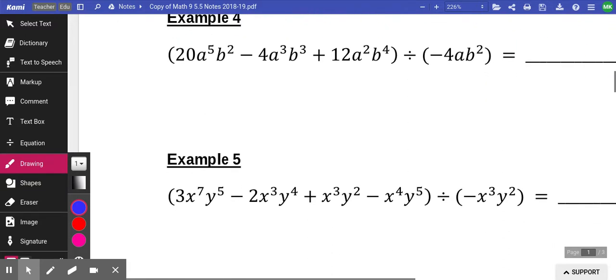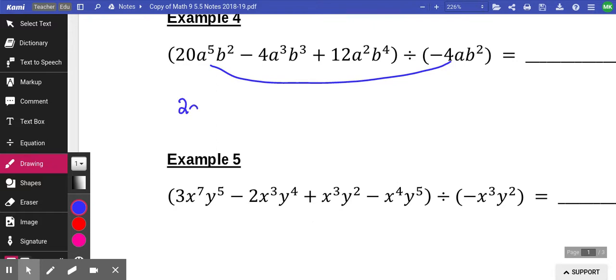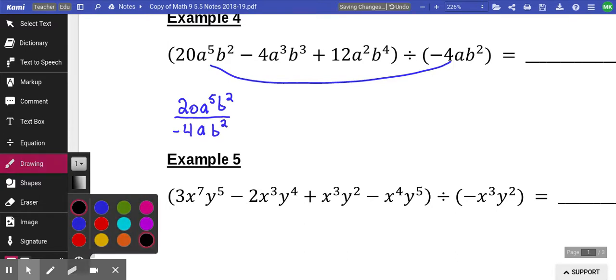Next little bit here. Now we've got letters and numbers. So we're going to distribute this all the way across. We'll do the first one in blue: 20a to the 5 b squared divided by negative 4ab squared. Then we have a subtraction, distributed to the second one. We have 4a cubed b cubed divided by negative 4ab squared. Then we have a plus.